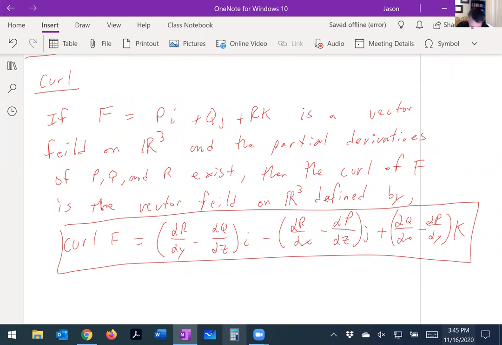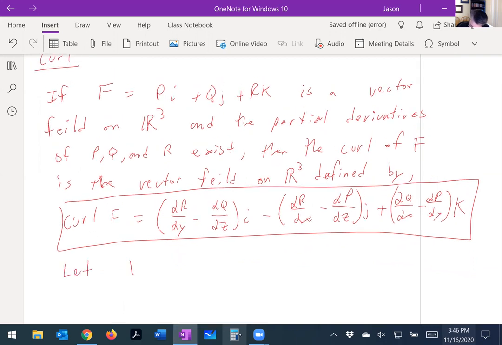Okay. So let del equal, again, this is del, the partial with respect to x of i plus the partial with respect to y of j plus the partial with respect to z of k. We call this the gradient operator.